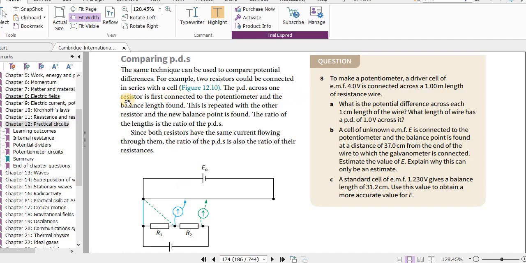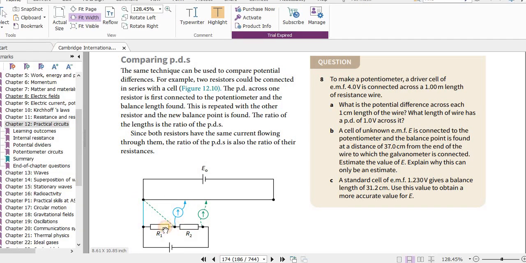The potential difference across one of the resistors is first connected to the potentiometer, and the balance length is found. So you can find at what length there will be no current flow in this path. Here there is a wire, and there will be no current flow when the potential difference between these two points and these two points are equal. Between these two and these two are equal potential differences, no current flows.